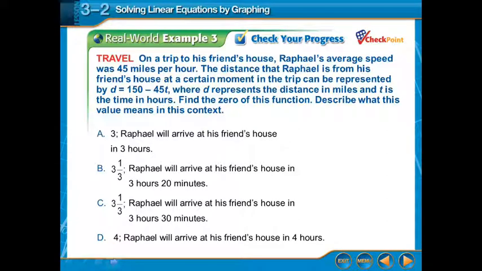A, 3: Raphael will arrive at his friend's house in 3 hours. B, 3 1/3: he'll arrive at his friend's house in 3 hours and 20 minutes, because 20 minutes is 1/3 of an hour. C, Raphael will arrive at his friend's house in 3 hours and 30 minutes. Or D, 4: Raphael will arrive at his friend's house in 4 hours. And so this is the way I would solve it.